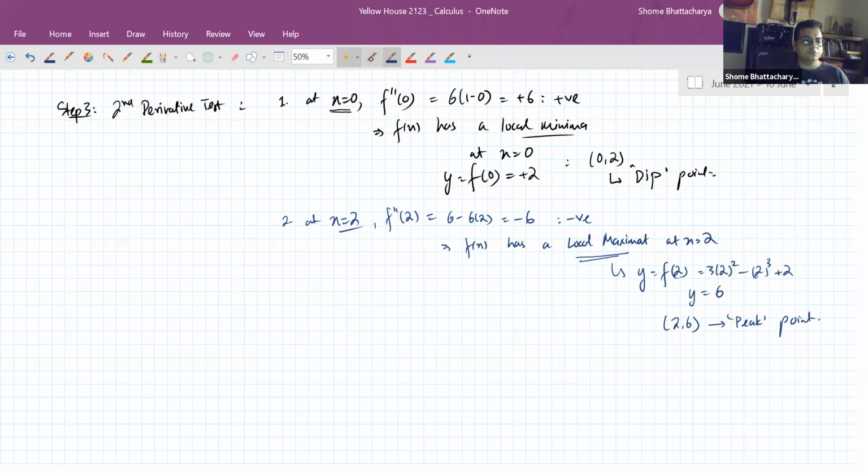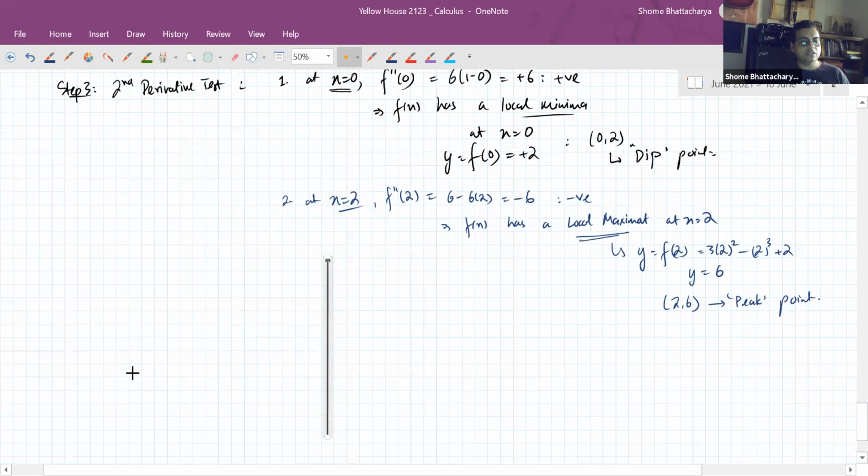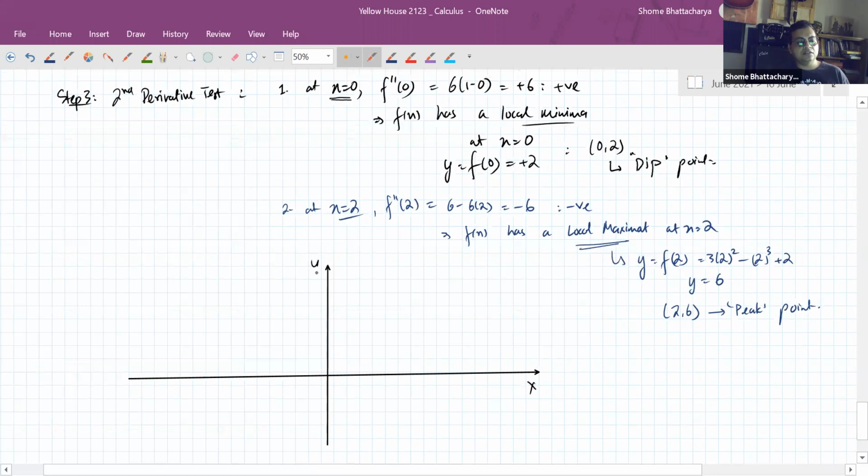So with this information now, for example, we can analyze how the function's graph looks, even without drawing all those intervals and making a number line and all that. By just sort of estimate like this, we can see that 0 comma 2 is a dip point for us. And then again, say 2 comma 6 is going to be a peak point for us.